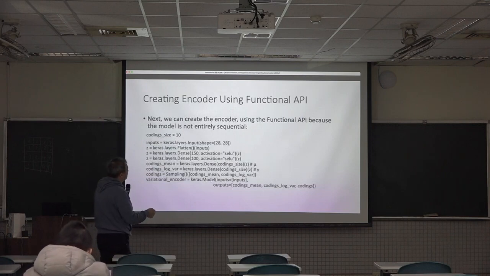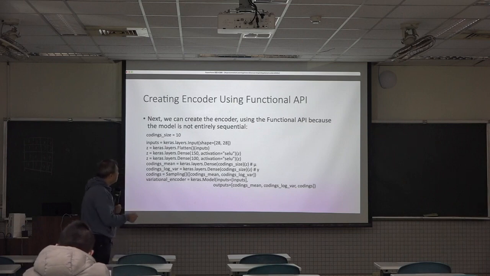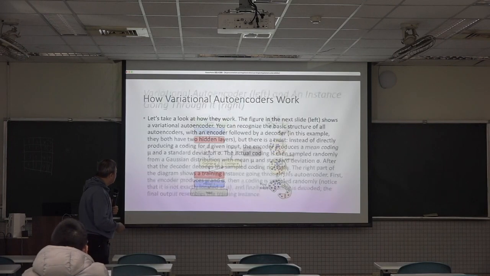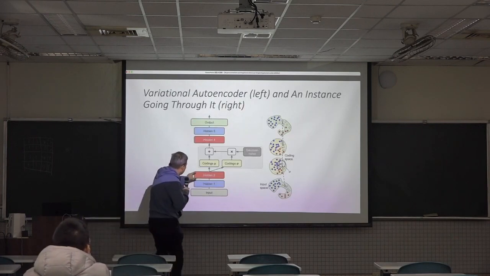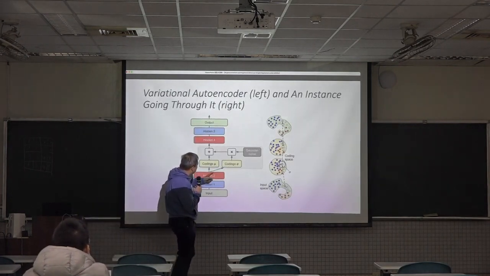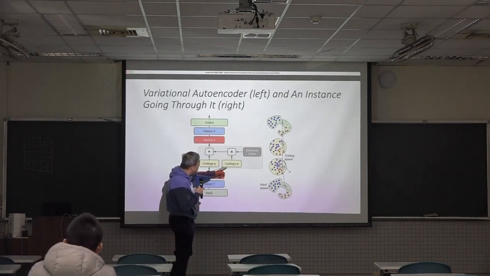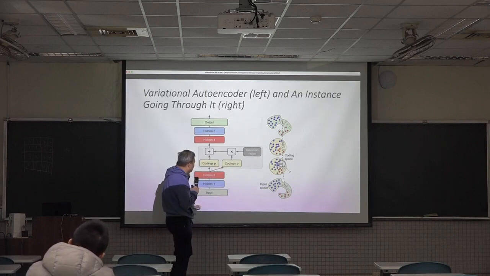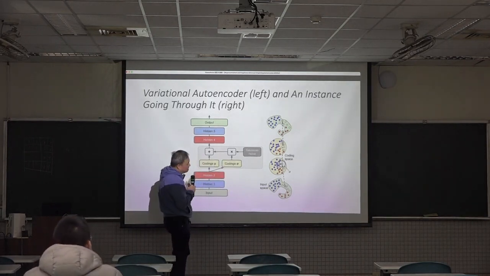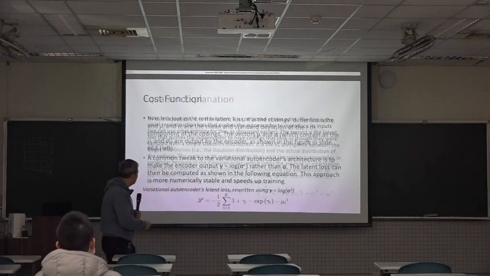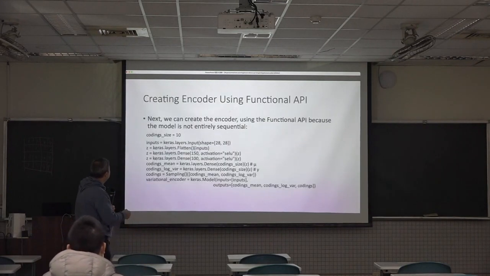And then we create an encoder. Here we are using a functional API, because the model is not entirely sequential. Why? Because you can see here we have two outputs. So this one cannot be created by the sequential API.